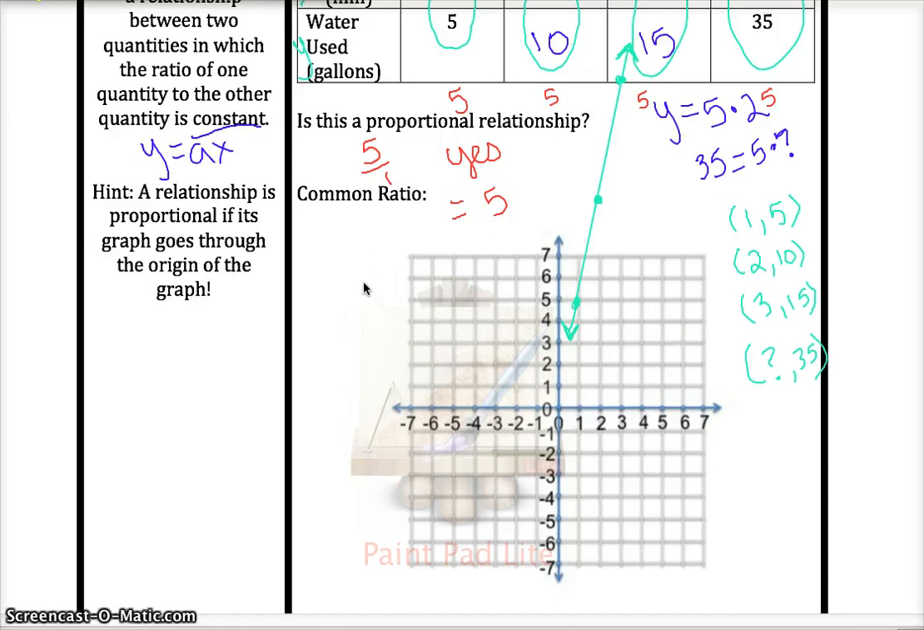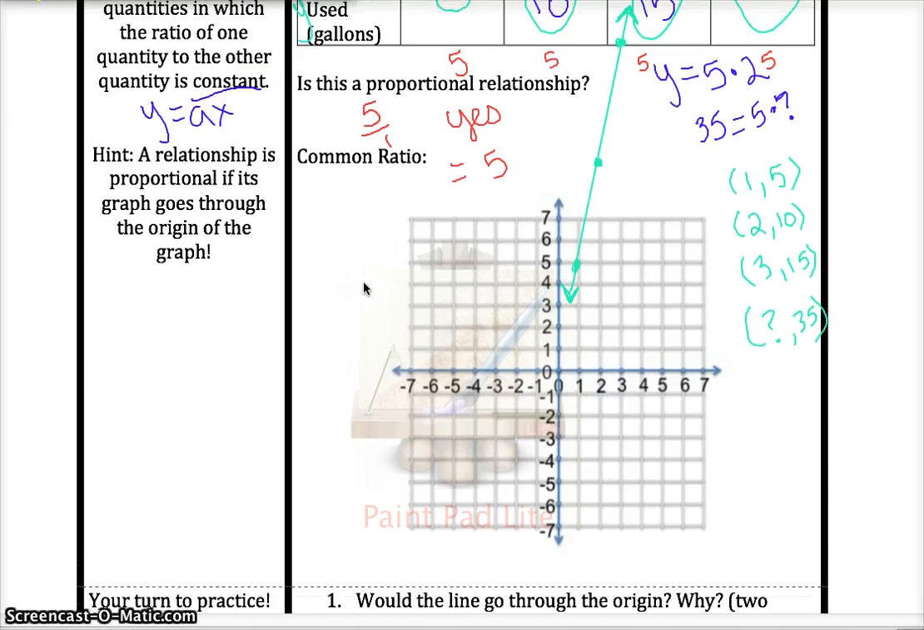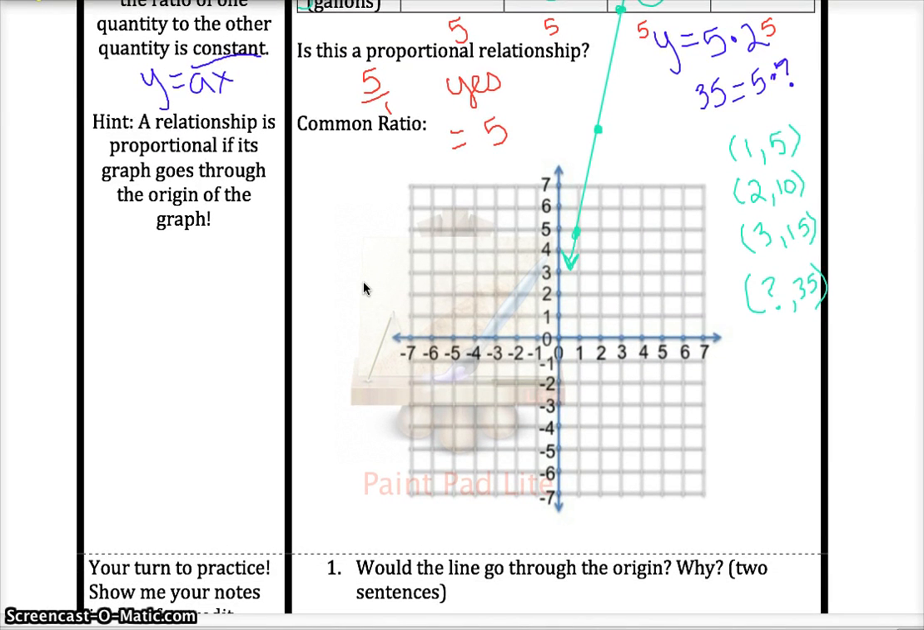All right, and then the next question that I have for you is actually in a part of our practice questions that we have at the bottom. And my question is this: would the line go through the origin? Why or why not? And I'm asking you to write 2 sentences on that. So they're asking you, I'm using purple now, if the blue line that we originally drew would go through this point right there. And if so, why? Or if not, why?